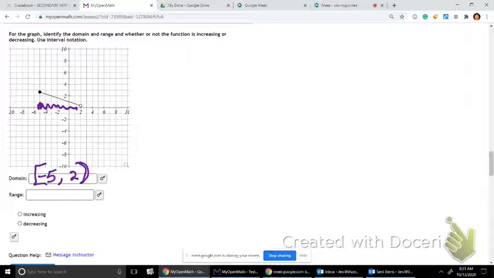And then for range, we're doing our y-coordinates, the ladder next to the graph. And so the lowest is 0, and the highest is about 2.8. So I'm going to say 2.8. Now, I have to put my 0 first, because I have to go in order. So 0, open circle, 2.8, square bracket. And this is decreasing the whole time.